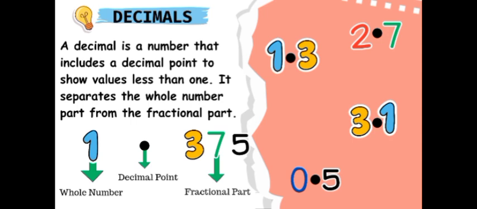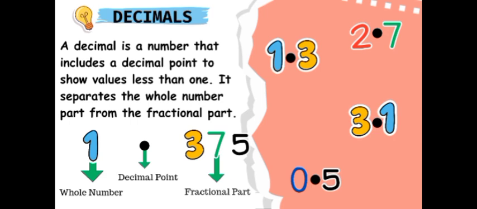Now, what is a decimal number? A decimal is a number that includes a decimal point to show values less than 1. So the decimal point shows values that are less than 1. So it is separated with a decimal point.